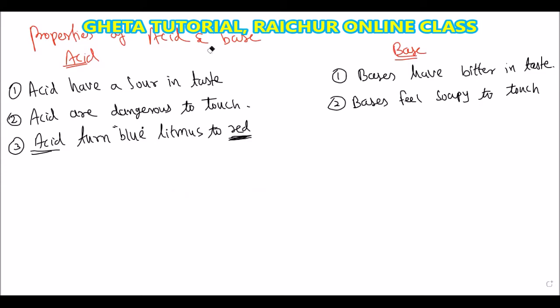And what about this one? This is the fourth one, that is the third one, bases. Red litmus to blue. Correct. Here we have the bases. Bases turn red litmus to blue.